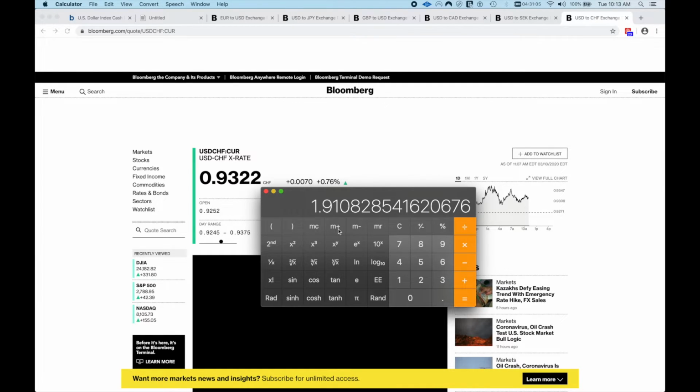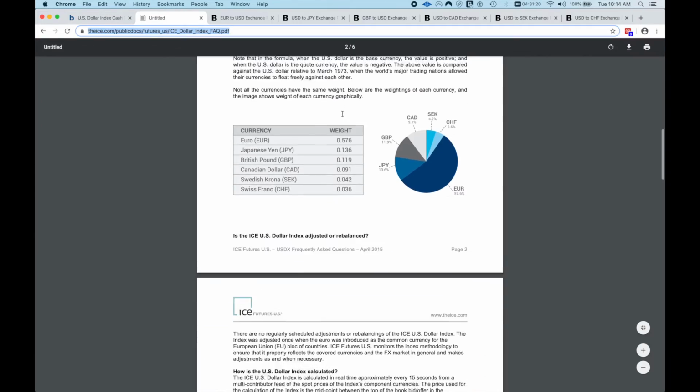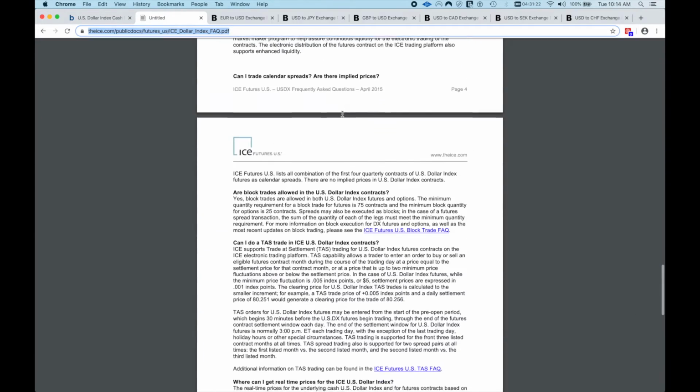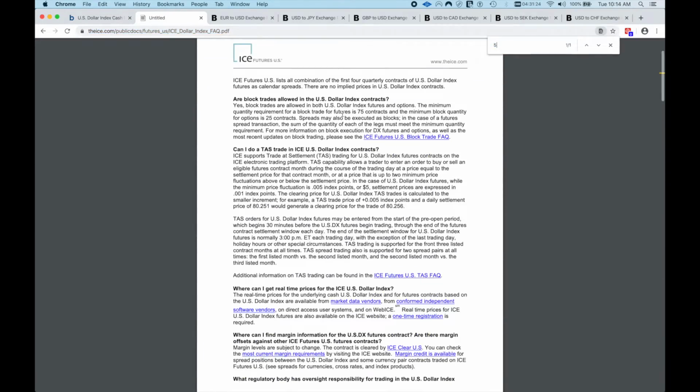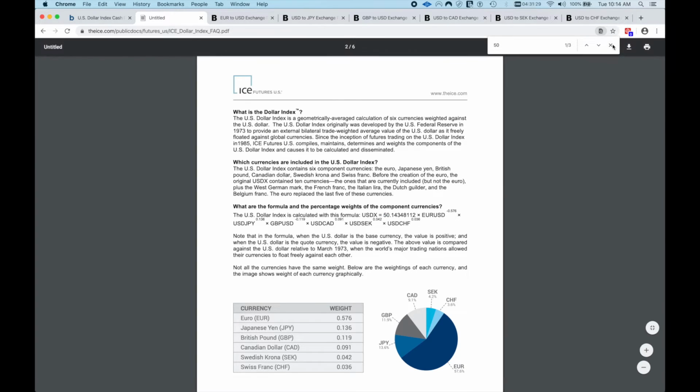And finally, we have what is ready to multiply against the US dollar multiplier, which is 50.1434811. Let's take a look at that here. Should be listed in this document. Let's find it. 50.1434811. There you go. So you can take a look if you want to pause it.